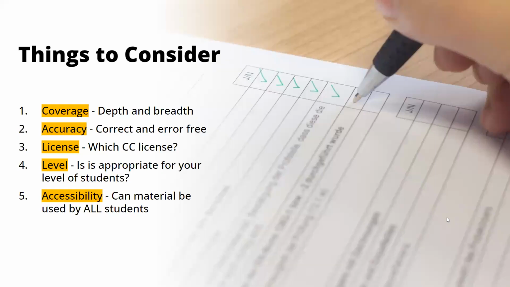Another person came in, does it provide diversity, equity, and inclusion? Yes, that's another thing to consider. And that's a perfect way to segue into things you may want to consider when you're reviewing OER material. The first is coverage. Does it provide the depth and or the breadth of what you need for a particular course?